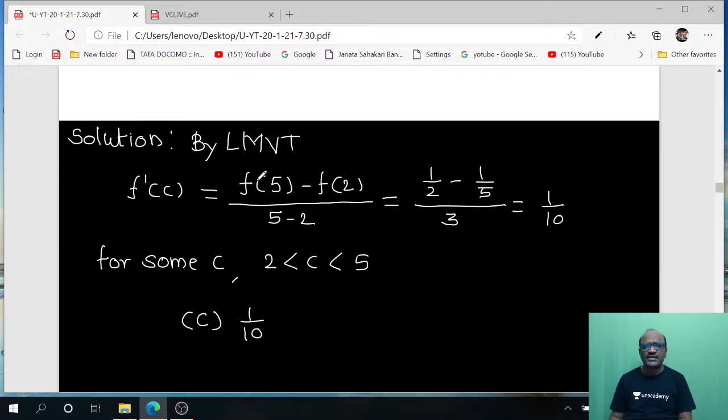By LMVT, f dash of c is equal to f of 5 minus f of 2 upon 5 minus 2. Substitute the value of f of 5, that we have given, it is 1 upon 2. F of 2 is 1 by 5. 5 minus 2, that is 3. And after simplification, here you will get 1 upon 10. Therefore, for some c which lies between 2 to 5, option C is the correct one. Now the next question.